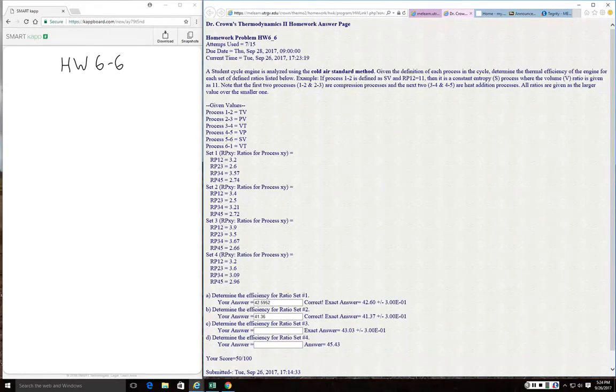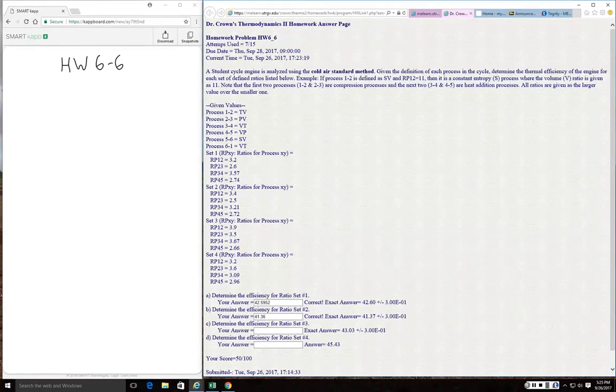The ratios are all given as the larger value over the smaller, so you will need to know that the first two processes are compression processes, so the specific volume will go down. The next two processes are heat addition processes, so the energy will go up. And then the last two processes just get us back to the initial state, first to the volume of the final state, and then finally to the temperature of the final state.